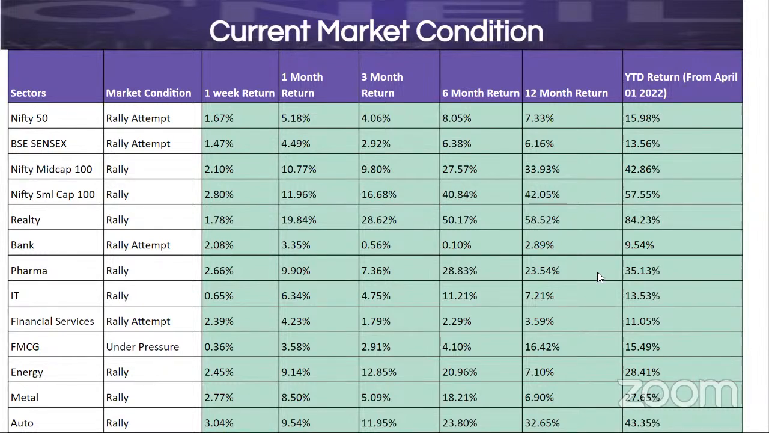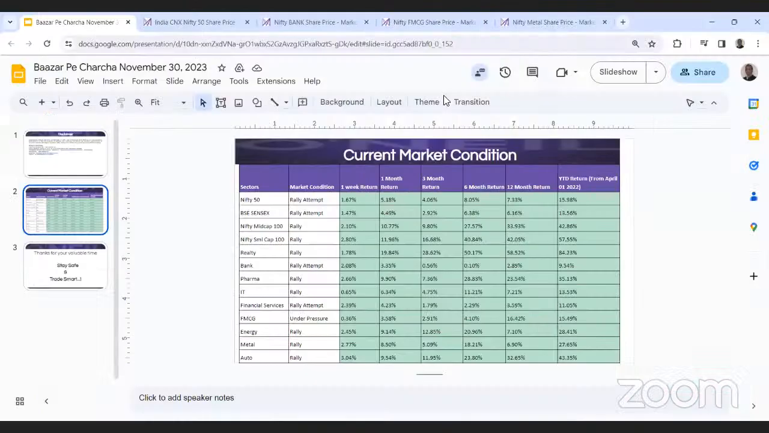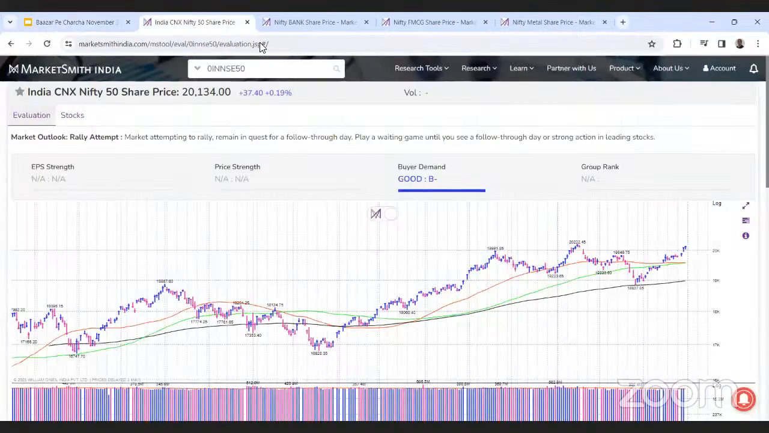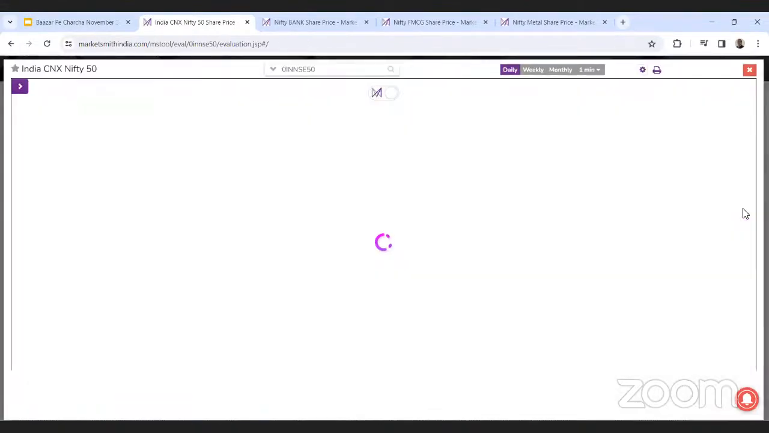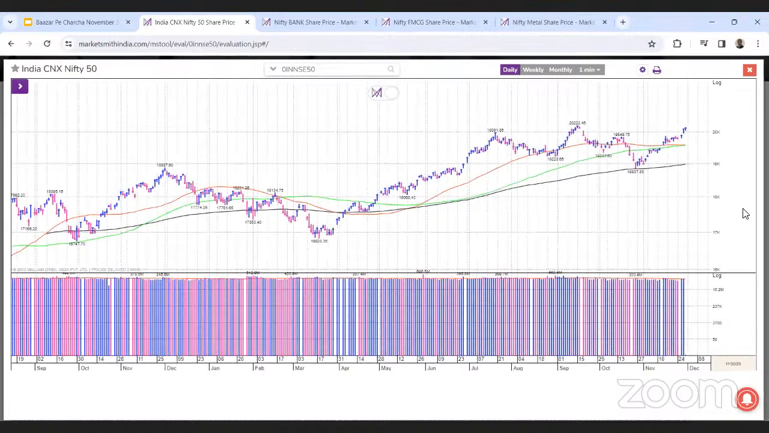So let's move on to the chart and discuss further technically how the market is placed from a short to mid-term perspective. Long term, obviously, we are in a bullish trend, there is no doubt. But our objective in this Bazaar Pe Charcha is to discuss the market from a next 1 week perspective, 2 week perspective, 1 month perspective, 6 month perspective, so our viewers and subscribers can get a clear picture of what kind of actions one has to take.